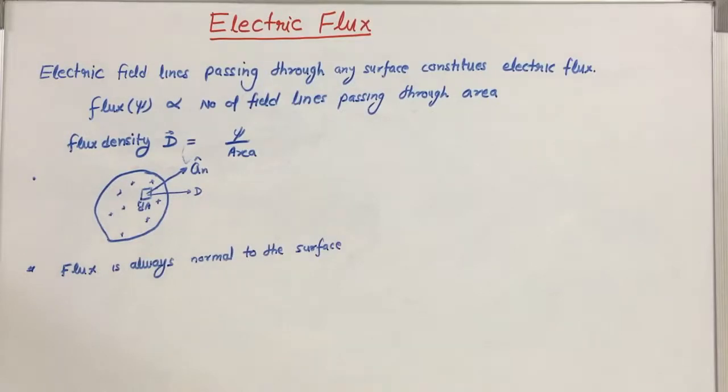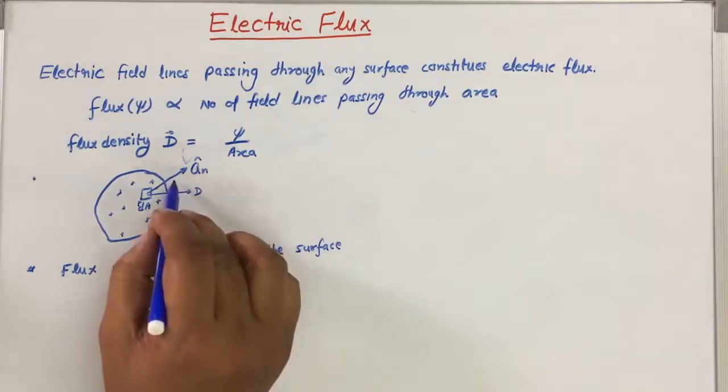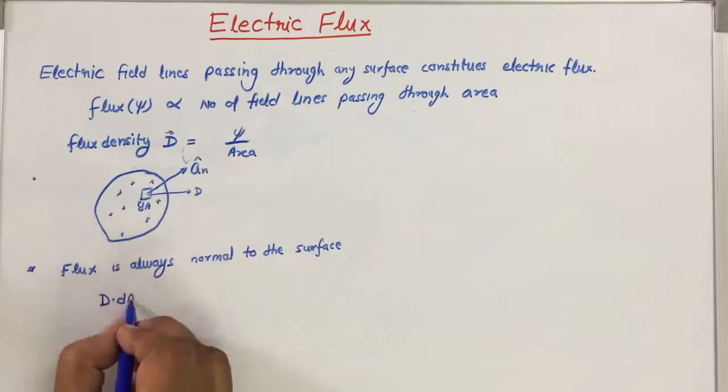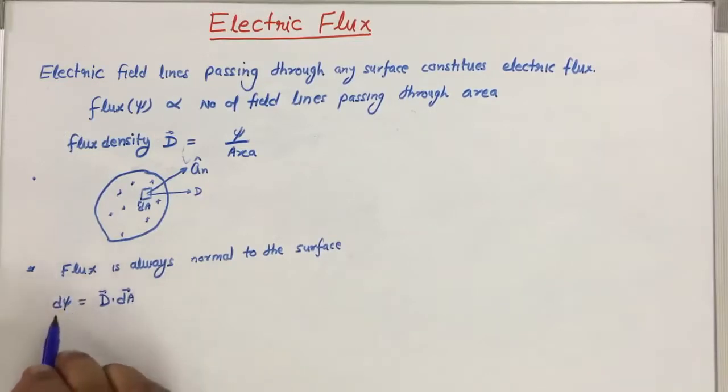If we find the component of this in the direction of the normal vector, then we can say D dot dA. It is a vector quantity, and this is also a vector. So this is the part of the flux. We can say the flux is equal to the dot product of the field lines and the area vector. Okay.